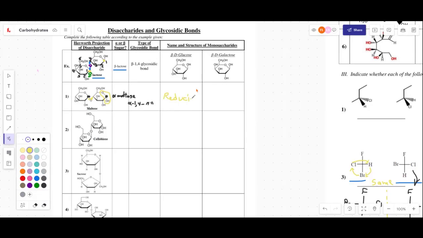That means maltose is a reducing sugar. It can be reduced, or it can be oxidized. It is a reducing sugar. Likewise, if you look at lactose, there is a hemiacetal here, so that would likewise be a reducing sugar as well.